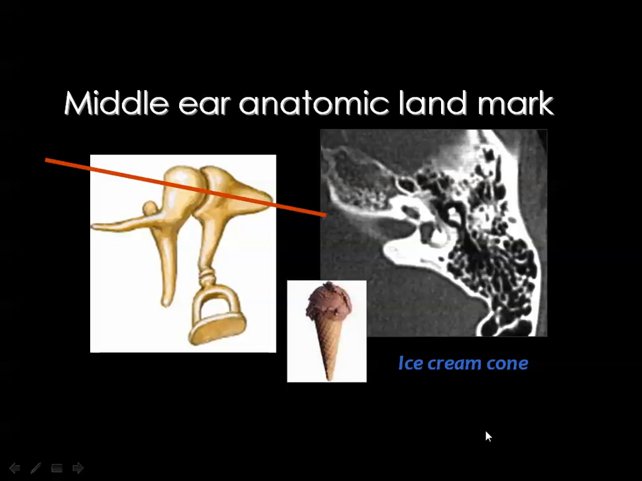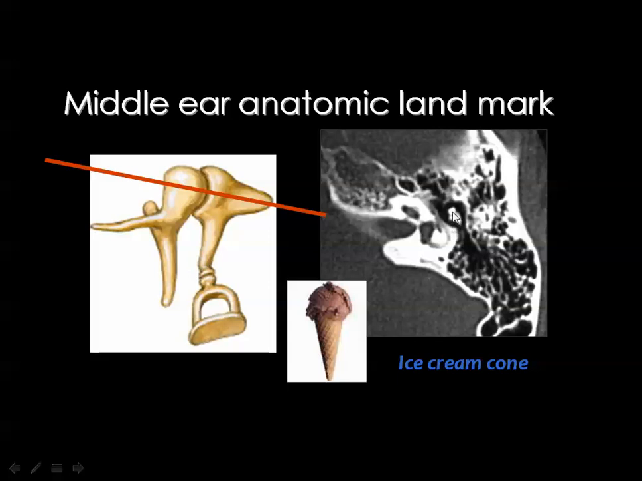Then, in order to understand the anatomy of the middle ear, we should have an anatomic landmark. And this anatomic landmark is known as the ice cream cone. The ice cream cone is formed by a section running through the ossicles at the level of the head of the malleus and the body of the incus. Then you will get this appearance on CT images, and you see what is exactly similar to the ice cream.